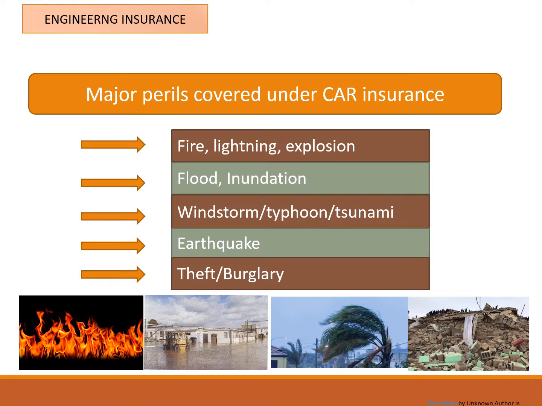Risks which are covered under CAR insurance: basically, everything is covered which is not specifically excluded. The main perils are fire, lightning, explosion, flood, inundation, windstorm, typhoon, tsunami, earthquake, theft, burglary. These are the main perils which are covered under CAR insurance.